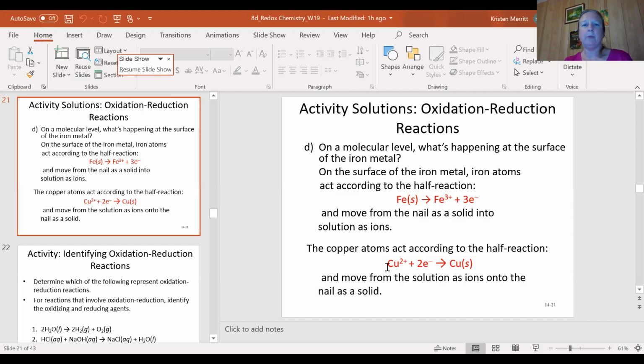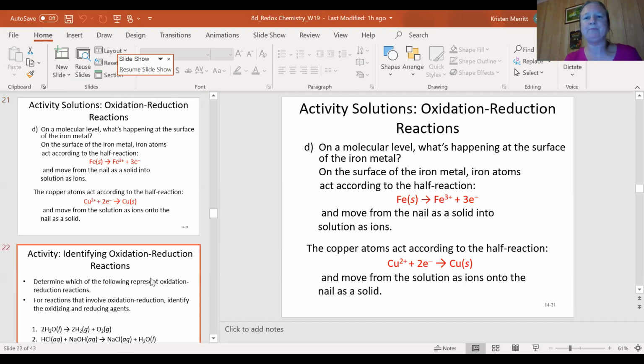the process that's happening. Copper ion gained 2 electrons to become copper solid. Iron solid lost 3 electrons to become an ion. So in a half reaction, we actually split them out and we put the electrons in there to show the balance, but that's something you're going to learn in Chem 1. So if you see this, you just say, oh, that's nice, and move on.